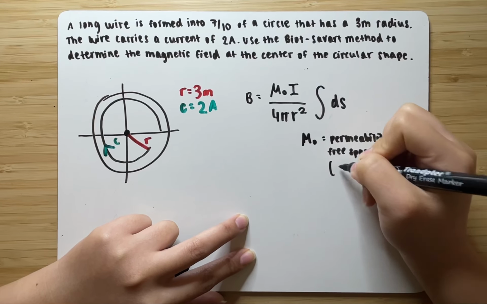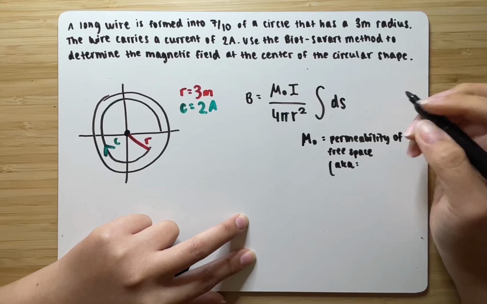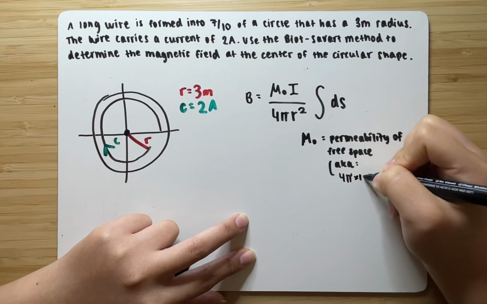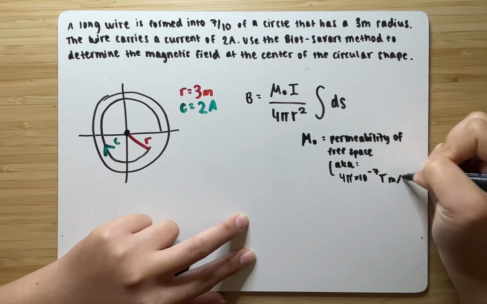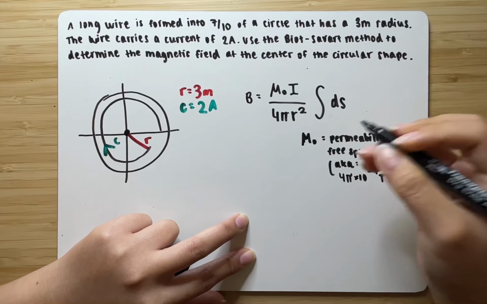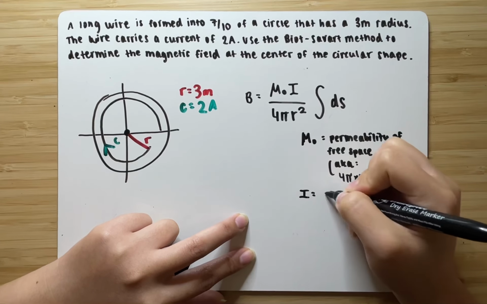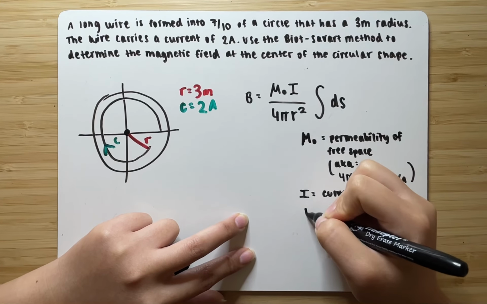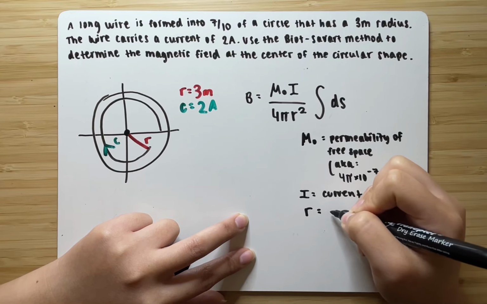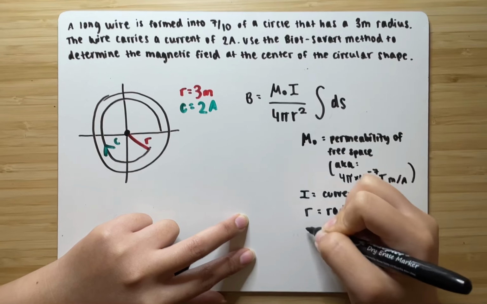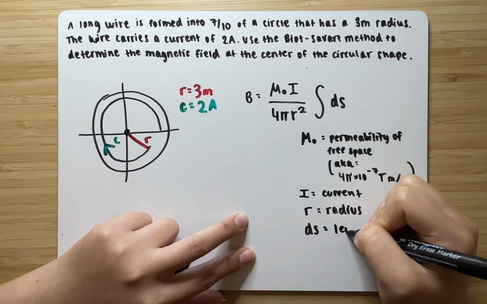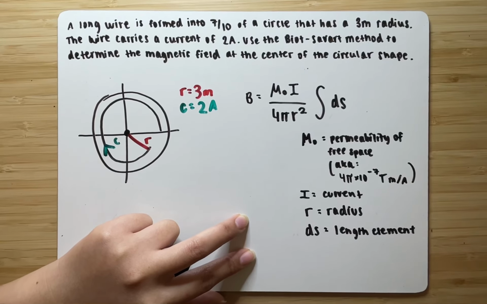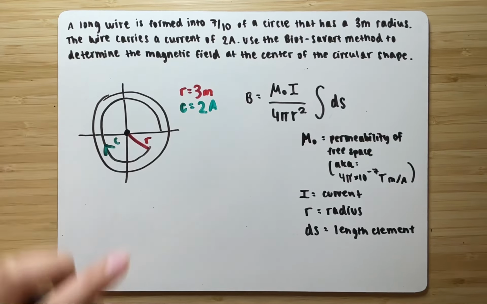which in case you want to know, you don't need to remember this to solve this problem, mu naught has the value of 4 pi times 10 to the negative 7 Tesla meters over amps, okay? You don't need to know this, but in case you want to know. I stands for current. You know pi is 3.14. R will stand for radius. And ds is the length element. So it would be the length element of this wire.